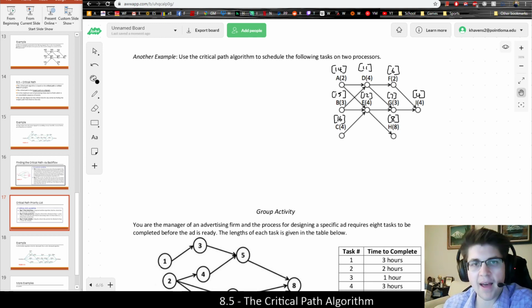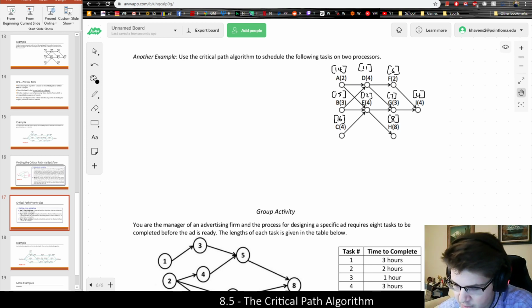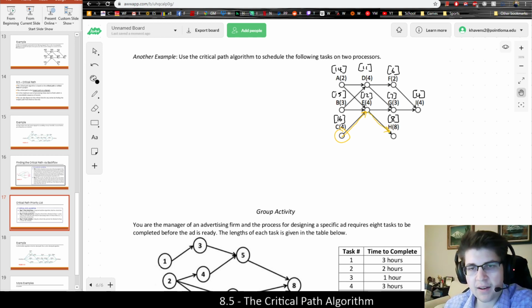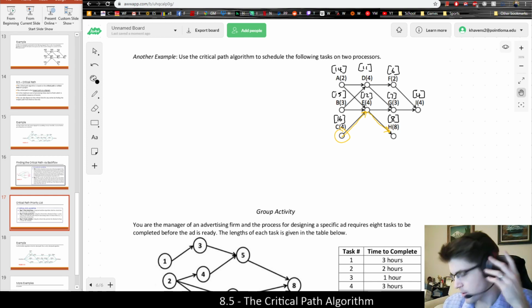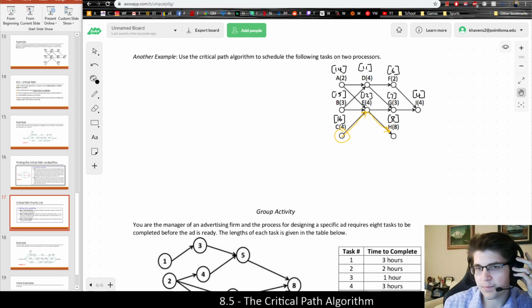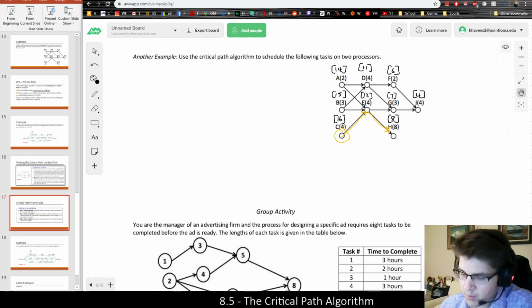And the critical path always follows the largest number. So 16 is the largest number on the graph itself. So this is where we're going to start, and it's going to trace through larger numbers. There's only one path from C to E, and from E we're going to go to the largest number, which is 8, and that finishes our critical path, which is CEH.